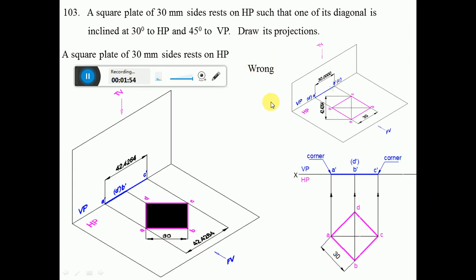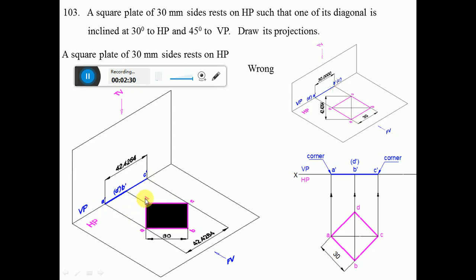Now we are going to place it on a corner. So we know here the corner is resting on HP. Since the corner is resting on HP, all the edges of the square are resting on HP now. The surface is made such that one of the diagonals is inclined at 30 degrees to HP. So we have to make the diagonal parallel to HP. Since it is made parallel to HP, all the sides are resting on HP. When you look from the front view, you can see the edges are parallel to HP.